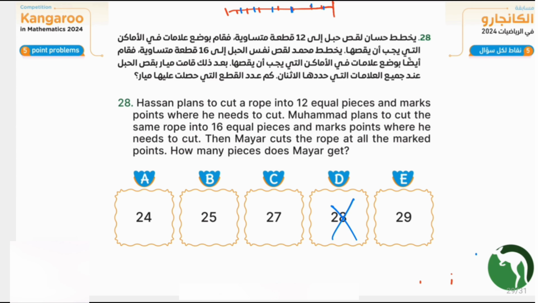So what we have to do is to find the greatest common divisor between 12 and 16. So what is the greatest common divisor? It is 4. So 4 is the greatest common divisor, and we will have 4 common mark points between these two. So we will subtract 4 from 28, and we will obtain 24, and A is the correct answer.